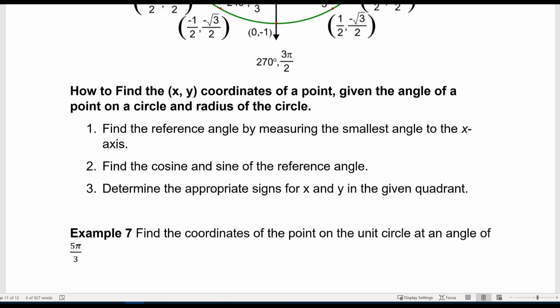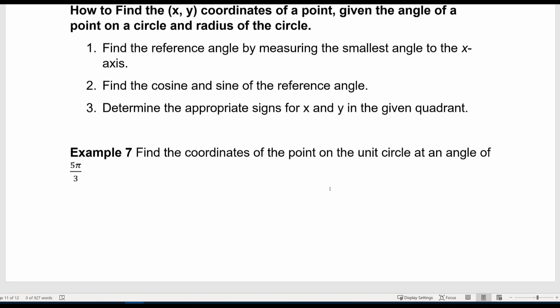Find the cosine and sine of the reference angle and determine the appropriate signs for x and y in the given quadrant. So find the coordinates of the point on the unit circle at an angle 5 pi over 3. Okay, so 5 pi over 3, by the way, is going to be over here. And this is a rough drawing by hand. So we're looking at that. If we look at 2 pi minus 5 pi over 3, that's going to be pi over 3. So the reference angle is pi over 3.